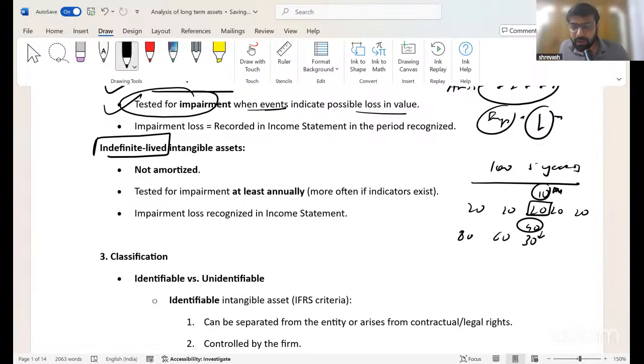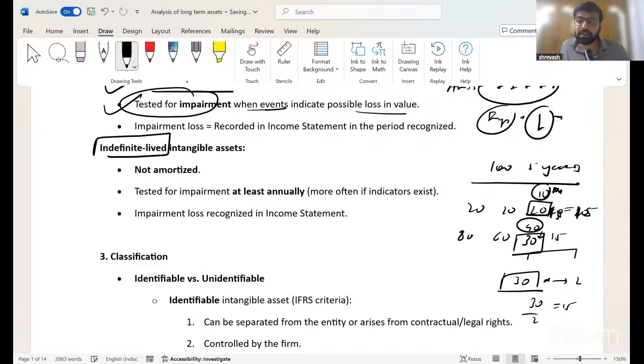Okay, sir, fair enough. So it comes down to 30. All right. Sir, so how would the amortization work for the rest of the life? Now 30 rupees is the value of the asset. Now the remaining life is 2 years. Now 30 divided by 2, 15 rupees of amortization for the rest of the remaining 2 years. So this will be 15 and 15. So value of the asset at the end of third year, at the end of fourth year will be 15, at the end of fifth year will be 0.